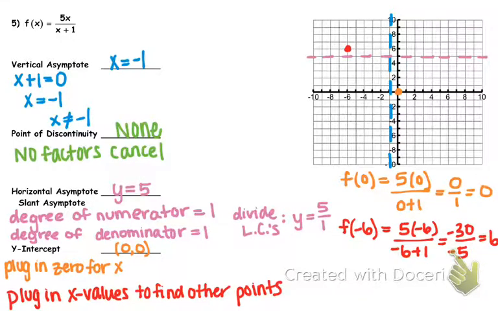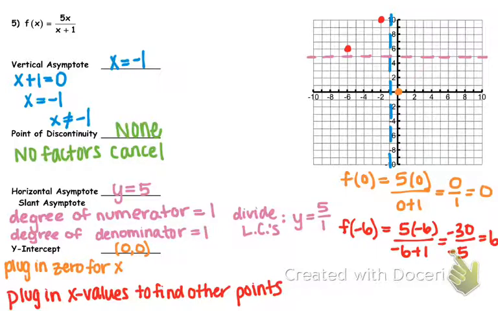Just to make sure we see that our graph ends up going toward our vertical asymptote, I'm going to pick one other x value to plug in, and that would be -2. So -10 over -1 is going to be +10. So (-2, 10) is another point on the left side of our vertical asymptote.